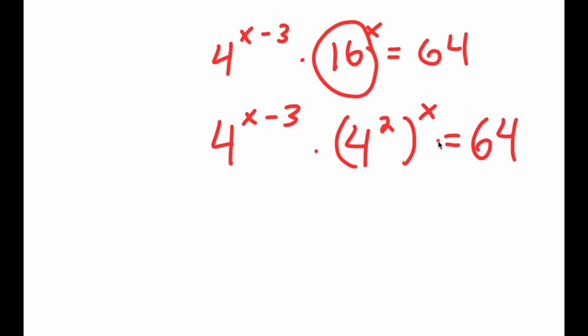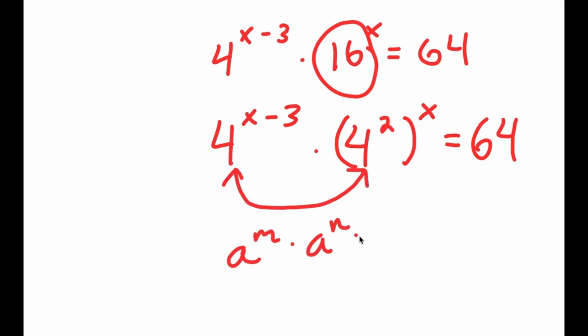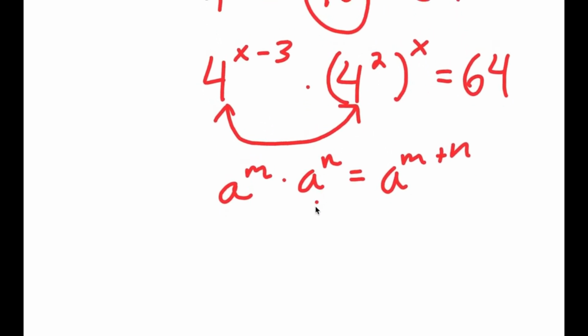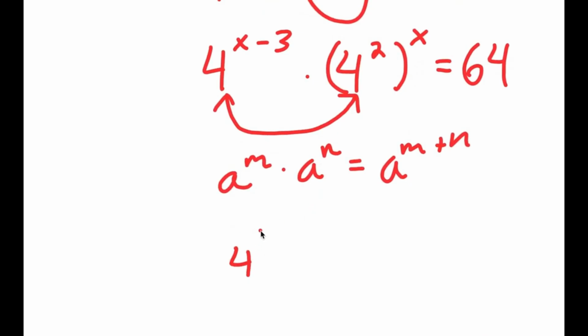And now, because these two have the same bases, if I have something in the form a to the power of m times a to the power of n, this is equal to a to the power of m plus n. And 4 to the power of 2 to the power of x is going to equal 4 to the power of 2 times x, or 4 to the power of 2x. So I have 4 to the power of x minus 3 plus 2x is equal to 64.